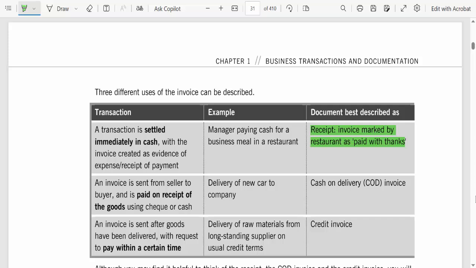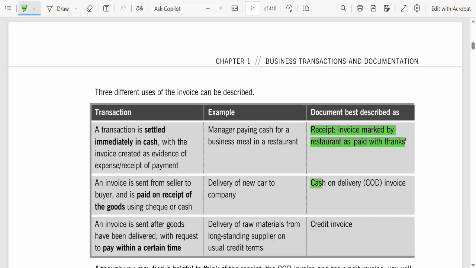Example, suppose a manager pays cash for a business meal at a restaurant. The restaurant will provide a receipt as evidence of the expense. The receipt may include a note like, "Paid with thanks," indicating that payment was made in full at the time of the transaction. Purpose, it serves as proof that the payment was made right away, so there is no outstanding balance. Cash invoices are typically short and straightforward, as payment is already completed.